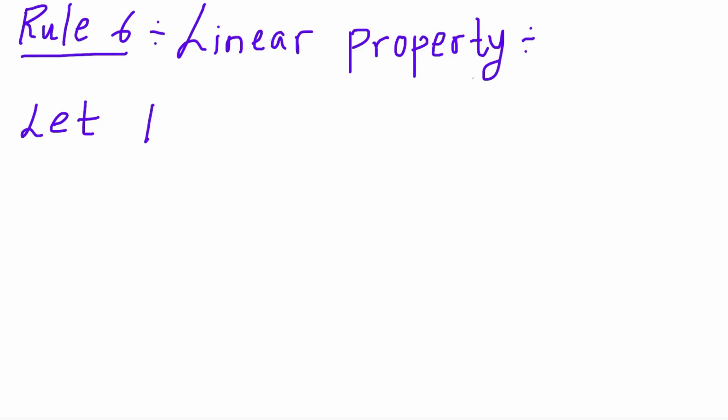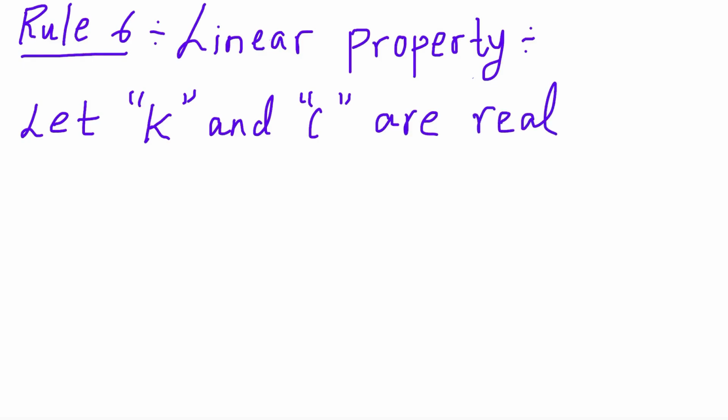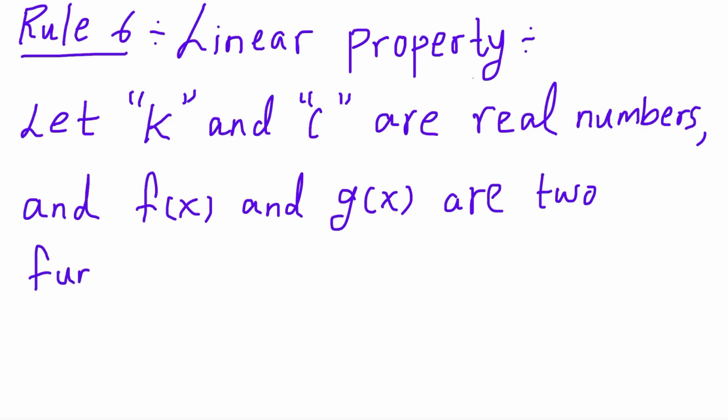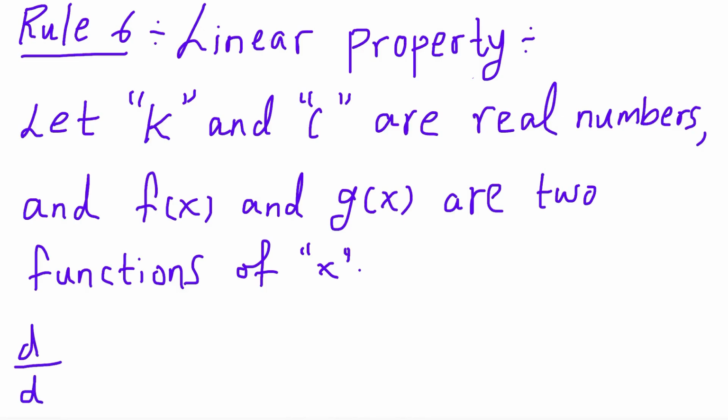The next derivative rule is called the linear property. For this case, we have to consider two constants. So let's denote this by k and c, as well as we have to pick two functions of x. The first function is denoted by f of x, and the second function is denoted by g of x. Now, what we are going to do is pick a linear combination of f and g, which is constant k times f of x plus the constant c times g of x.